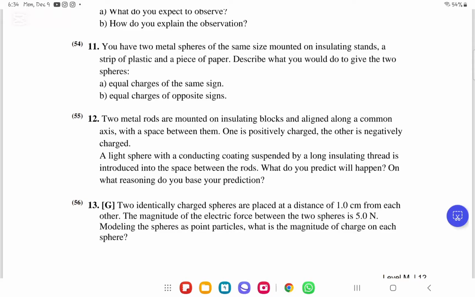Now remember, plastic or polythene is negatively charged, and the paper becomes positively charged. We touch one of the spheres with the paper, okay? By touching, this is by conduction, the sphere becomes positively charged because the positive charge will flow from the paper to the sphere. Then we touch the positively charged sphere to the second sphere, and by conduction, it's also going to become positively charged.